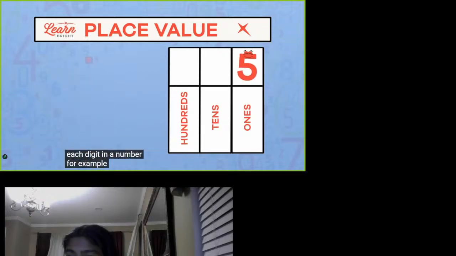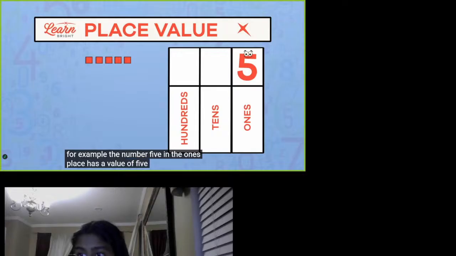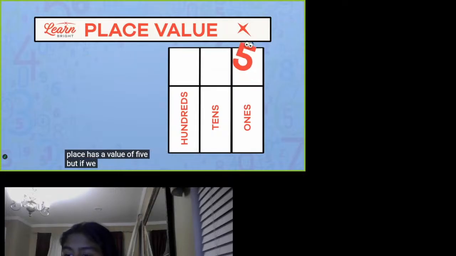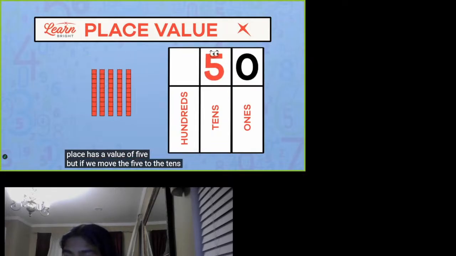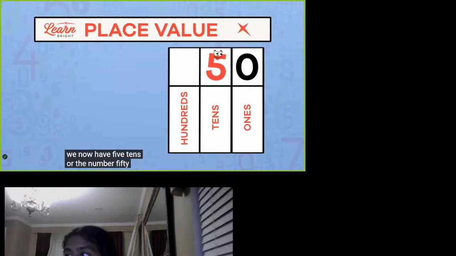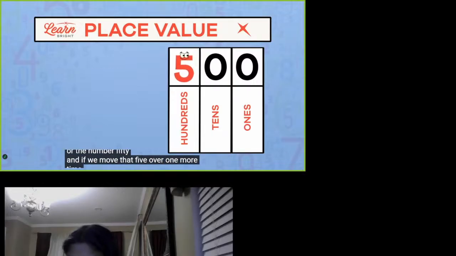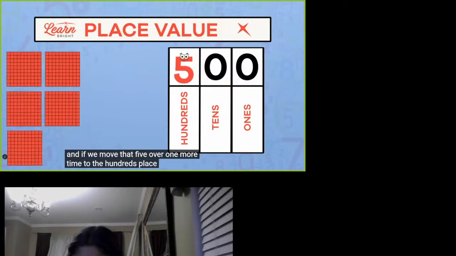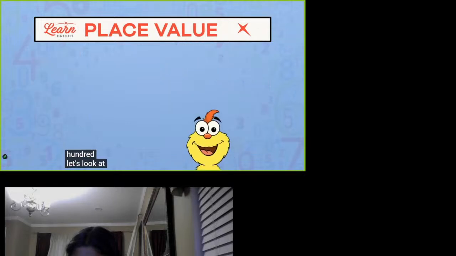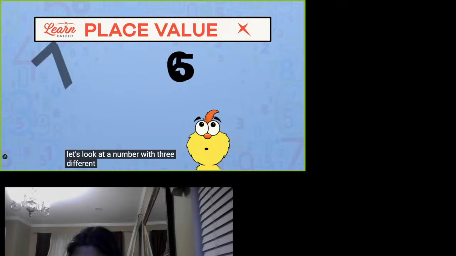For example, the number 5 in the ones place has a value of 5. But if we move the 5 to the tens place, we now have 5 tens, or the number 50. And if we move that 5 over one more time to the hundreds place, we now have 5 hundreds, or 500. Let's look at a number with 3 different digits.